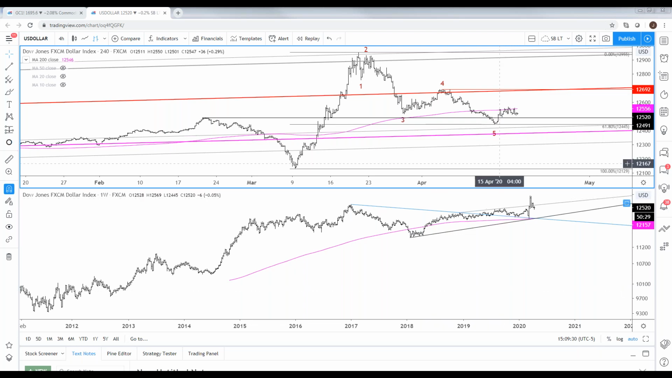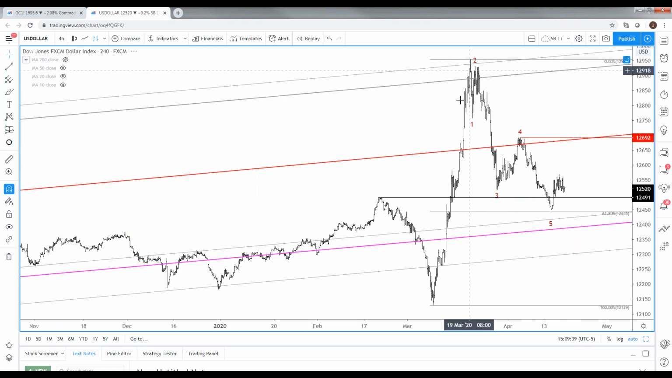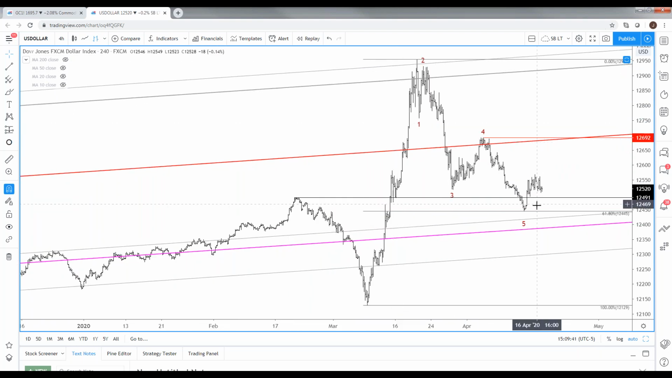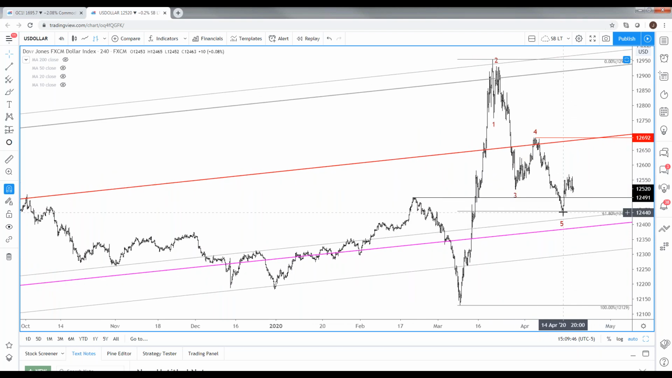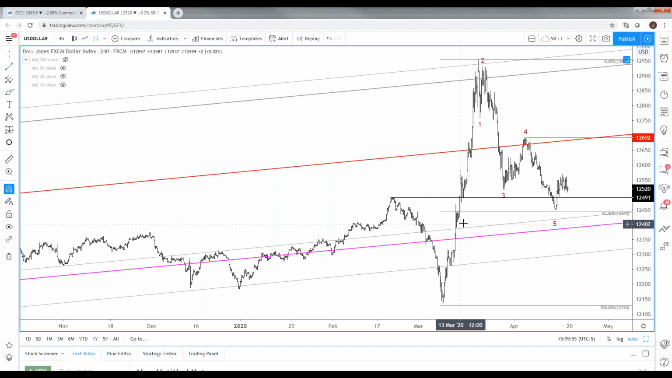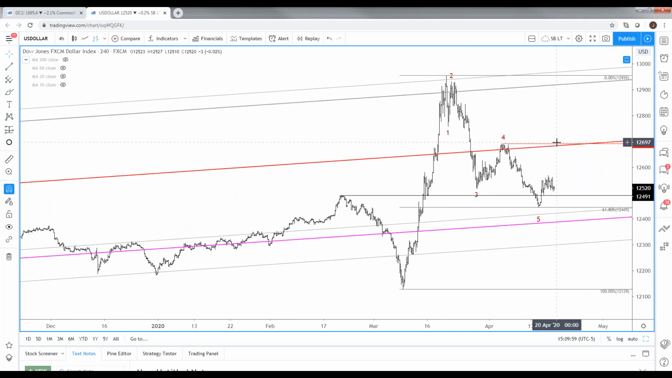So we're going to start with the US dollar. Looked at this yesterday. Five waves down, I think. And we came right into the 618 retrace of the rally from the March 9 low to the March 19 high. And we are looking for a bounce. So I'm looking for a bounce back towards essentially 12,692.